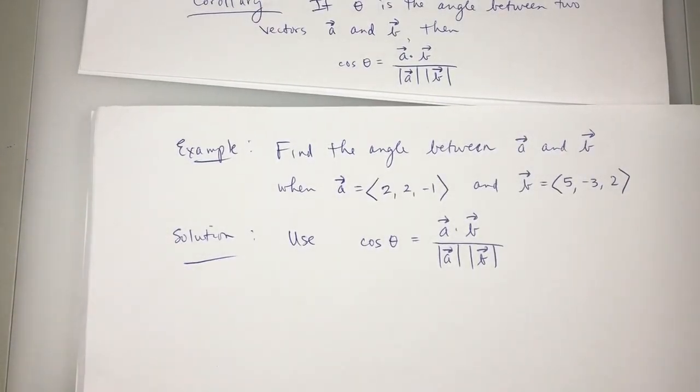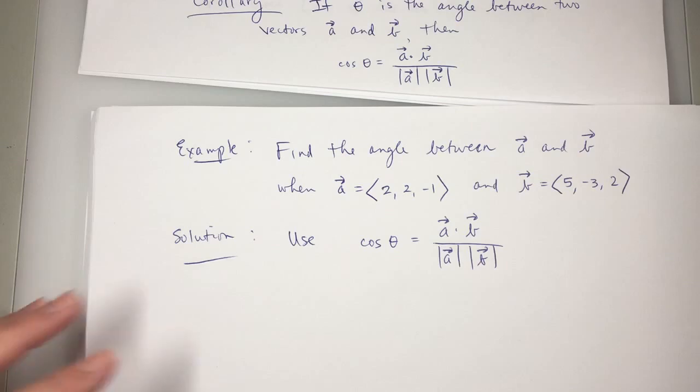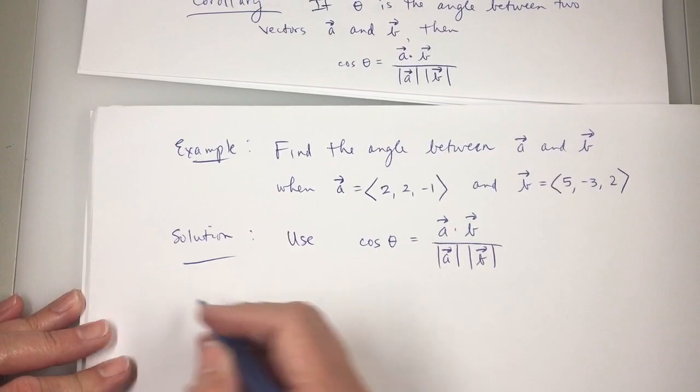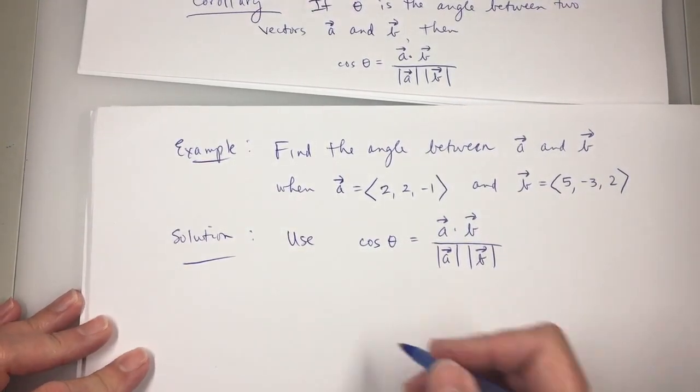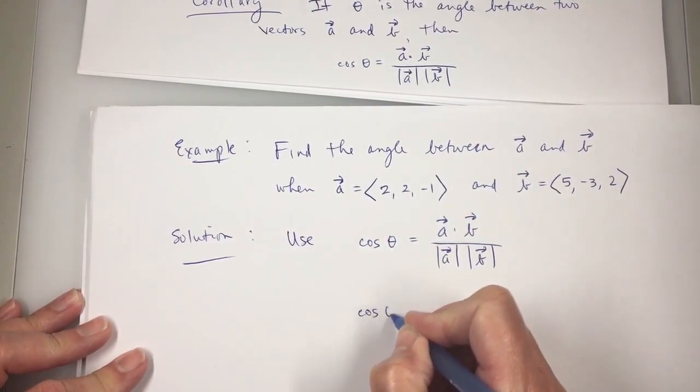You could plug everything straight away into this formula, or maybe on the side you want to say, let me find the magnitude of A and the magnitude of B, and then plug those numbers in. That's what they did in the book. So either way is fine. I'm going to write it out.